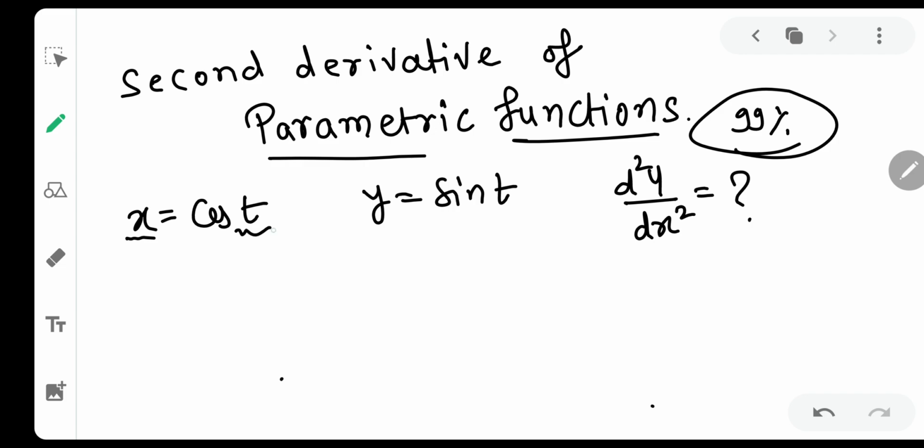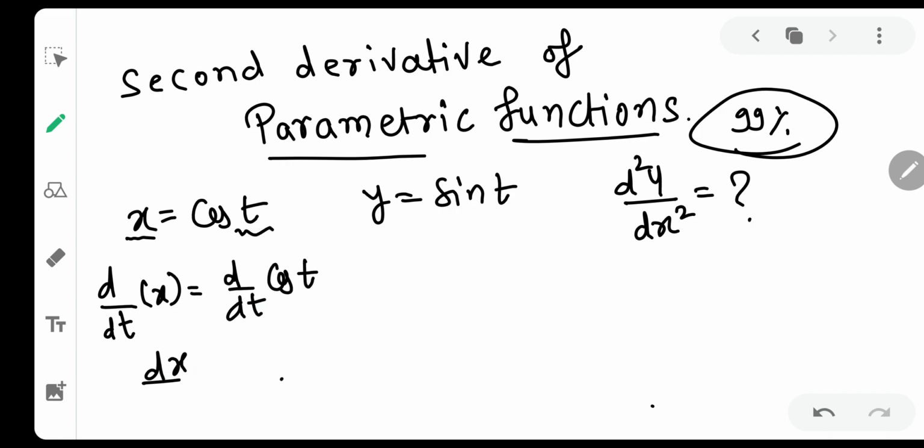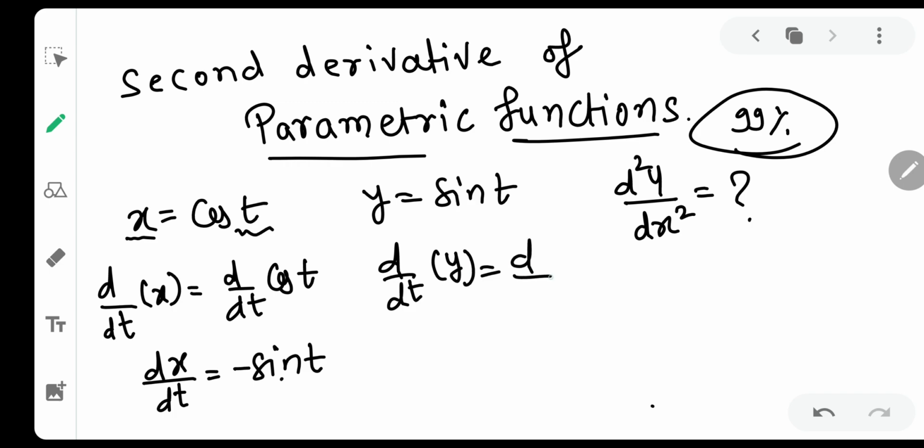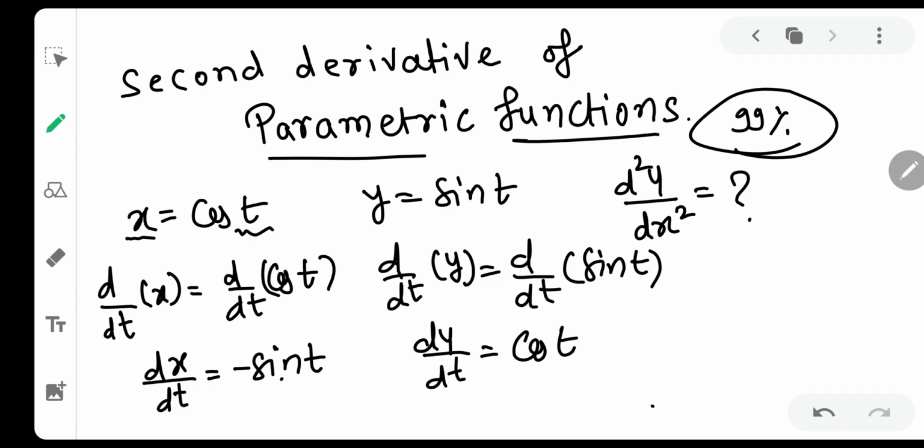Now x is a function of t, just differentiate both sides with respect to t. So d by dt of x is equal to d by dt of cosine of t. Very simply put, you will get dx by dt will be equal to minus sin t. Very nice. Similarly, y is provided as a function of t. I will differentiate both sides with respect to t. Just look at the way I write down the differentiation. It's very nice and very important. So I am getting dy by dt as what? Cos t.